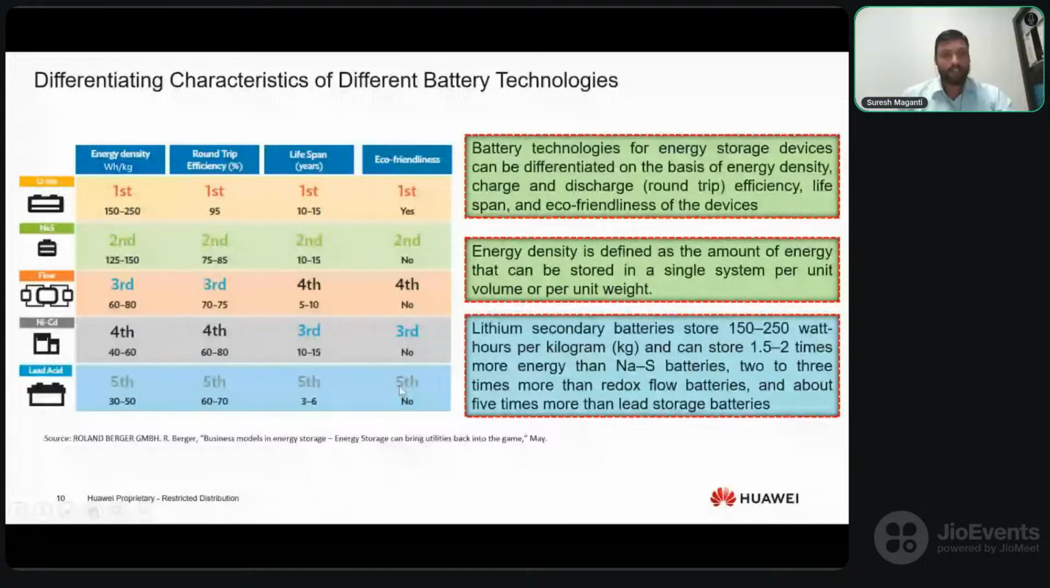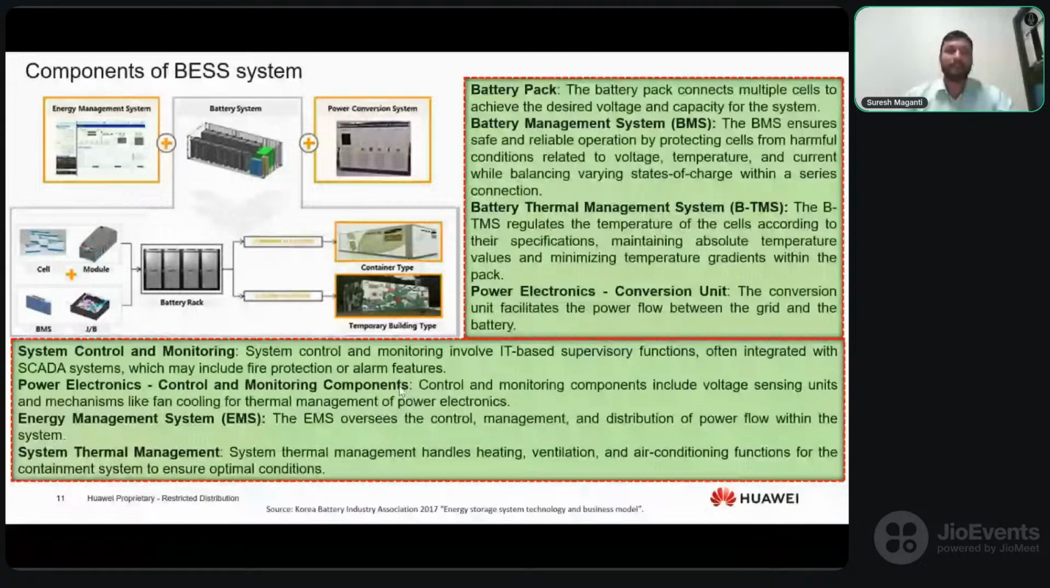Let's see what the components in a battery and storage system are. When we say a battery and storage system connected to the grid, there are some typical components. There is a cell, then cells connected in series and parallel form a module. These modules form a pack, then these packs form a rack, and these racks are arranged in a container or a building. That becomes a battery energy system, maybe in a 20 feet or 40 feet container.